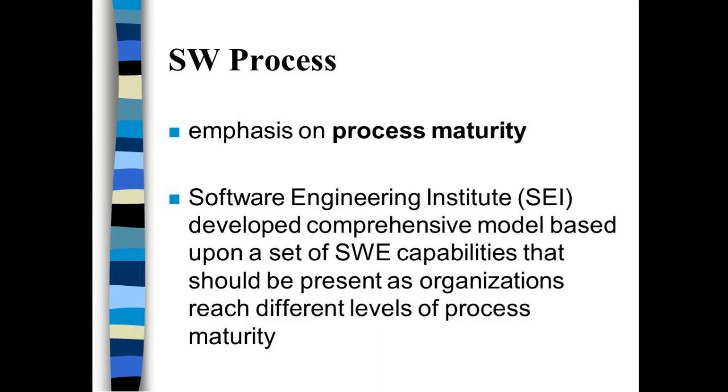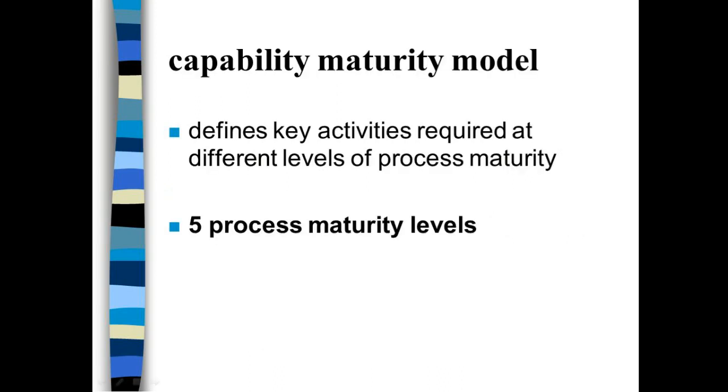Next, after developing a software process, we have to discuss one more term here, that is process maturity. As the name suggests, maturity means we need to check how mature the process is. Basically, the Software Engineering Institute developed a comprehensive model based upon a set of software engineering capabilities that should be present as the organization reaches different levels of software maturity. The name of the model is Capability Maturity Model. It defines the key activities required at different levels of process maturity. Basically, in this maturity model, we have 5 different levels.